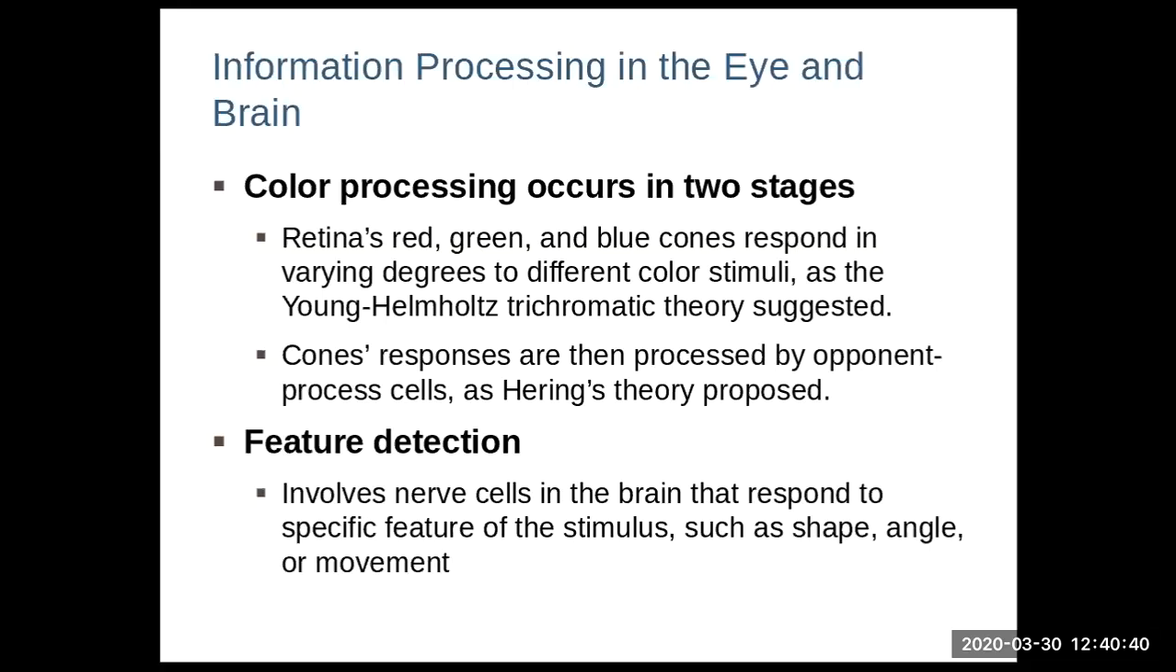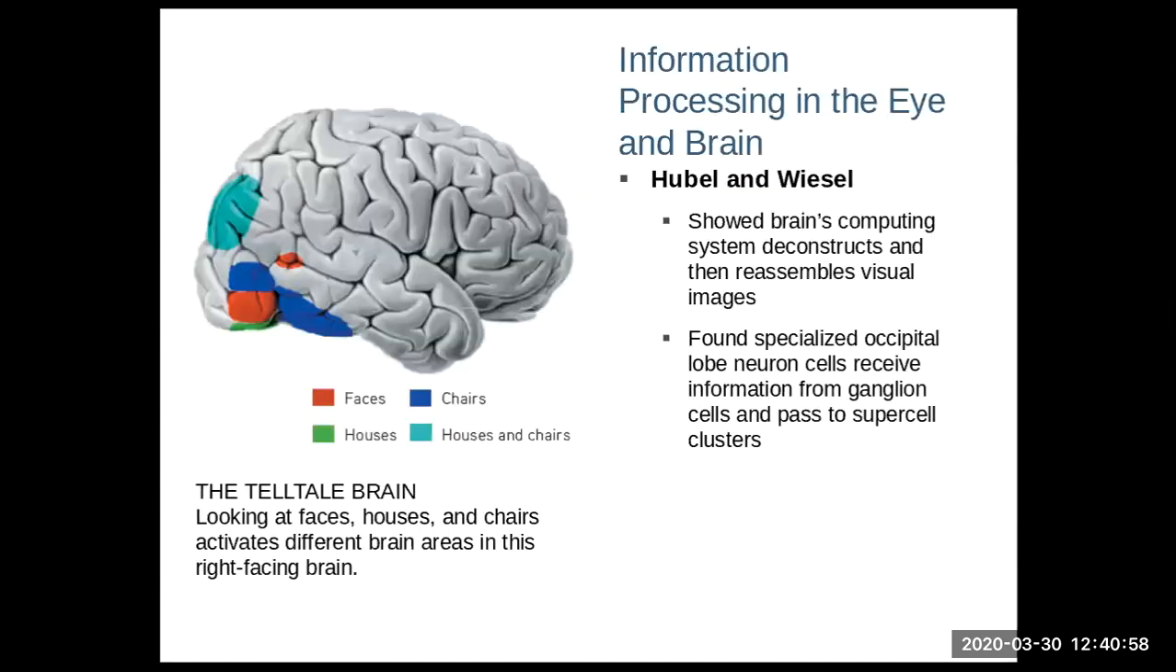So the rods then are involved in this feature detection, as I talked about, where we can see things such as shape, angle, movement. Those are more the rods. Color processing, making sure the picture is nice and clear, that's the cones. But when we look at the back of the brain, that's the occipital lobe that's all lit up with different colors.